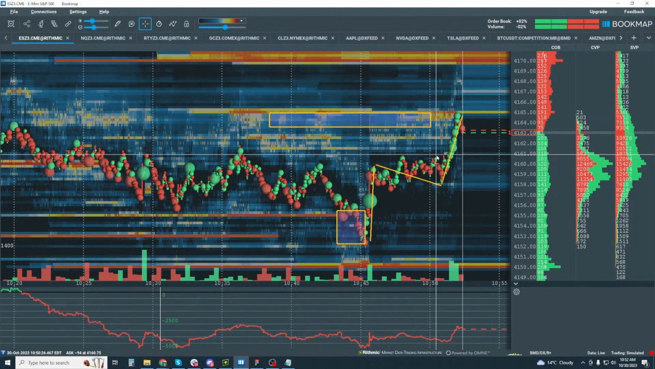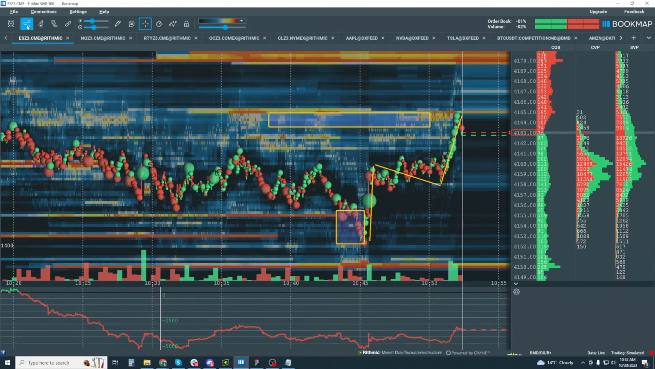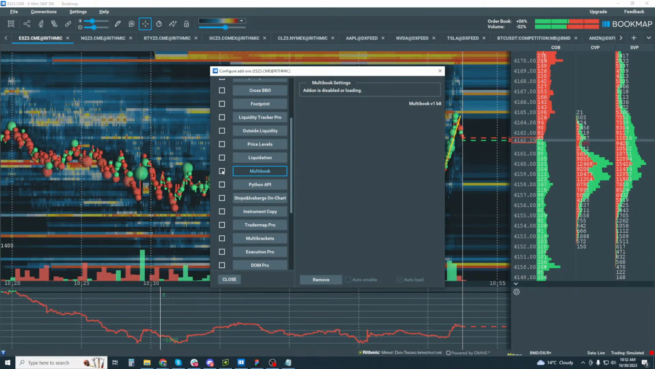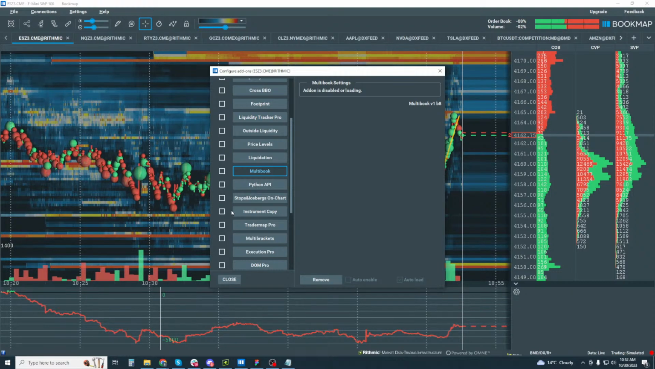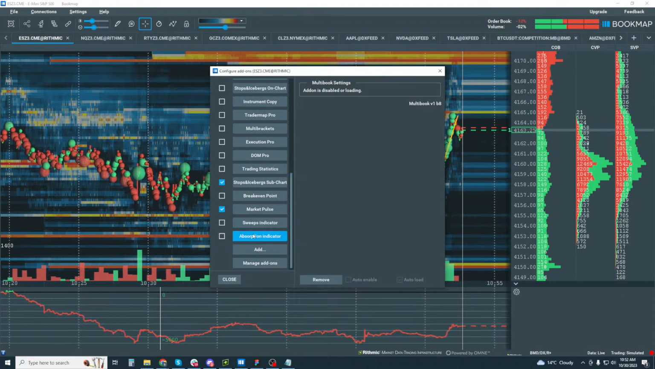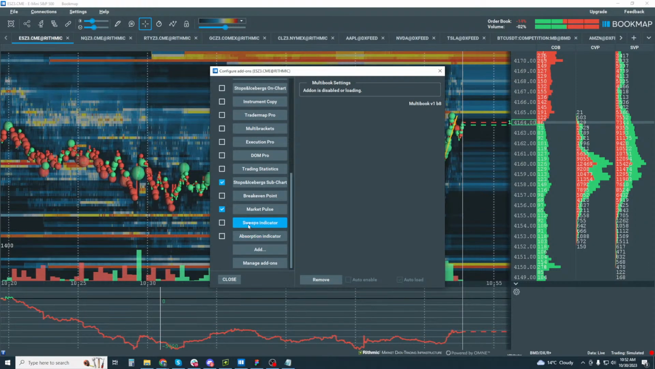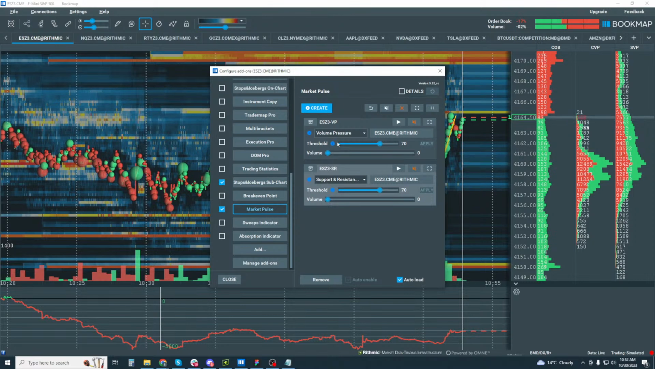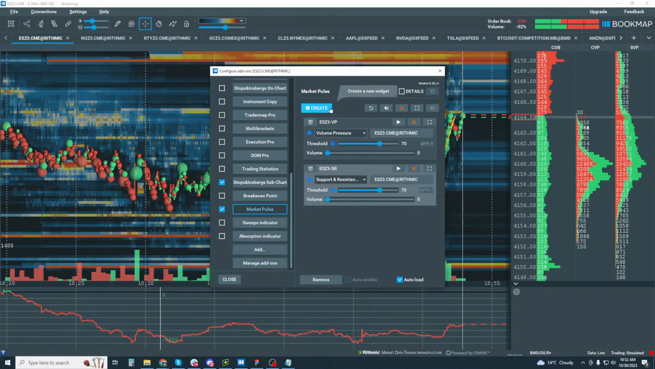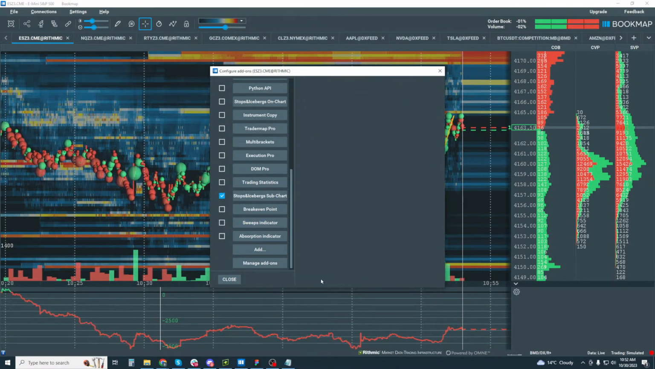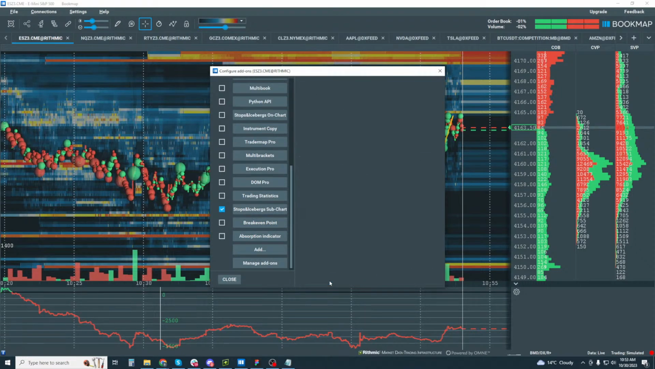All right, so market pulse. Let's try to get some good examples in here. Here's the market pulse tool. Yeah, we can go through it again. I'm going to remove all of them: sweeps, absorption.